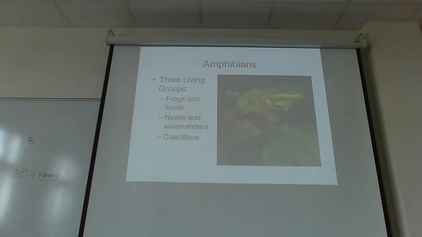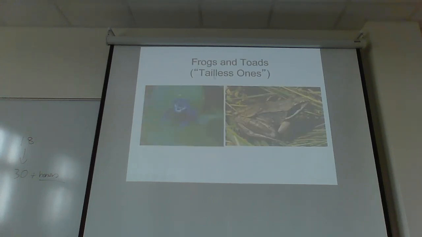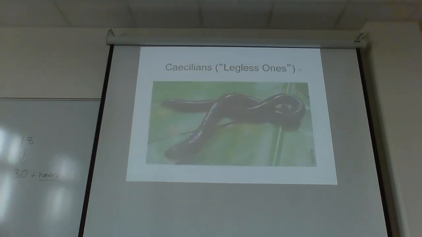There are 3 living groups of amphibians: the frogs and toads, the newts and salamanders, and the caecilians. You're very acquainted with the first kinds. The newts and salamanders are the tailed ones, while the frogs and toads are the tailless ones, as adults. And the caecilians are these guys. You probably think that this is a worm. This is not. This is an amphibian.